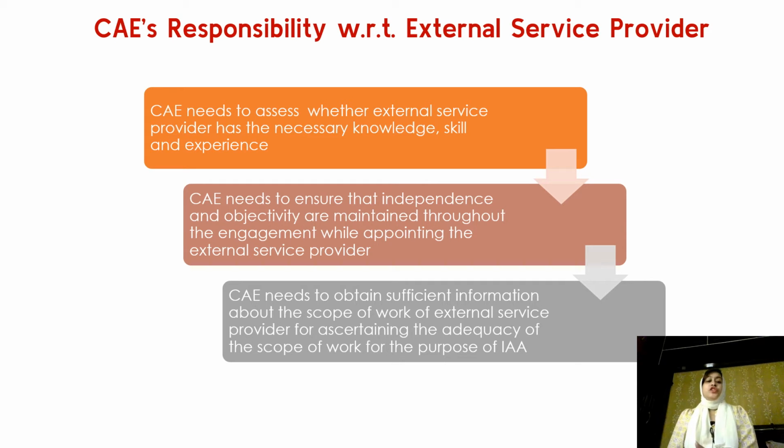Secondly, the CAE needs to ensure that independence and objectivity are maintained throughout the engagement while appointing the external service provider. In this case, the CAE needs to ascertain whether the external service provider has any financial interest in the organization, or any professional or personal affiliation with senior management, the board or any other member of the organization. And lastly, whatever work is done by the external service provider, the CAE needs to obtain sufficient information about the scope of that work to ascertain the adequacy of the scope of work for the purpose of internal audit activity.